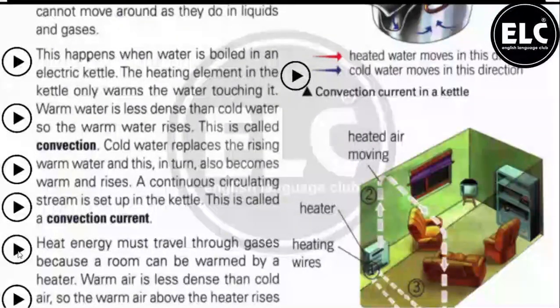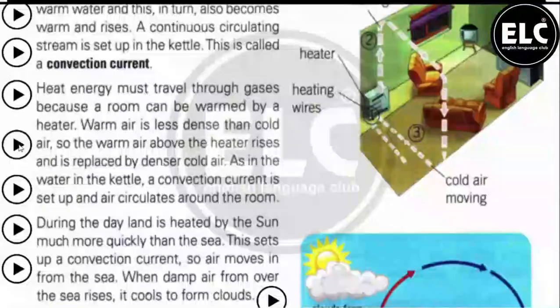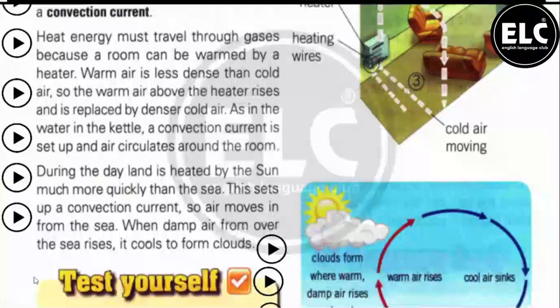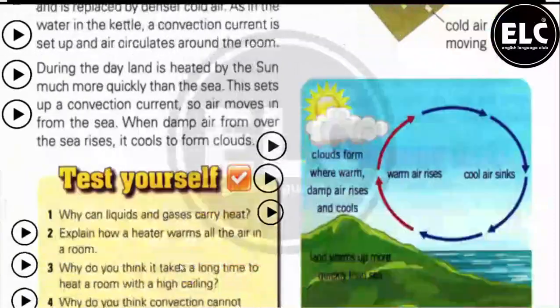Heat energy must travel through gases because a room can be warmed by a heater. Warm air is less dense than cold air, so the warm air above the heater rises and is replaced by denser cold air. As in the water in the kettle, a convection current is set up and air circulates around the room. During the day, land is heated by the sun much more quickly than the sea. This sets up a convection current, so air moves in from the sea. When damp air from over the sea rises, it cools to form clouds.